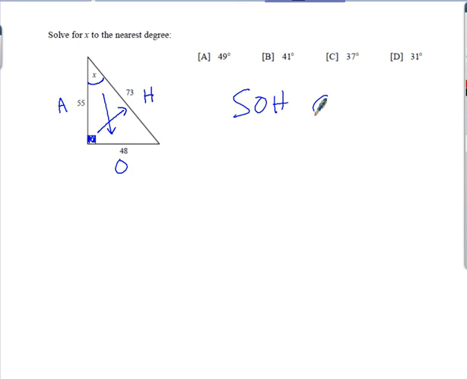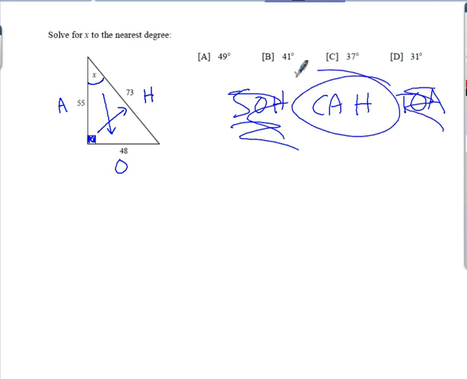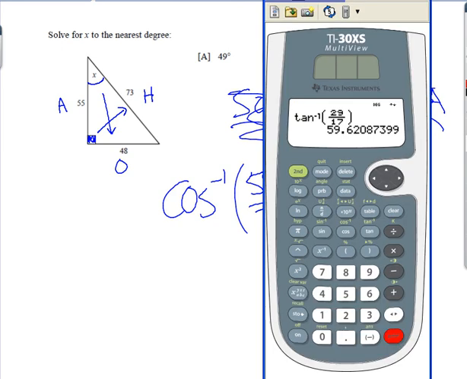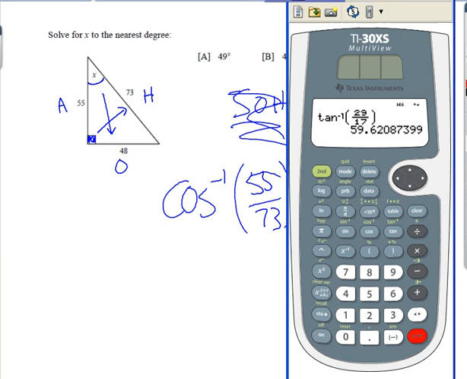SOHCAHTOA. Which one is my favorite one? I think sine's my favorite one, but you know what? We used that a minute ago. We used tangent, so let's use cosine. You could use any one. This is the inverse cosine function, adjacent, that's 55 over the hypotenuse, that's 73. Let's go to our calculator and pull it over just a little bit more. I'm going to clear that. I got second cosine function, 55 over 73.